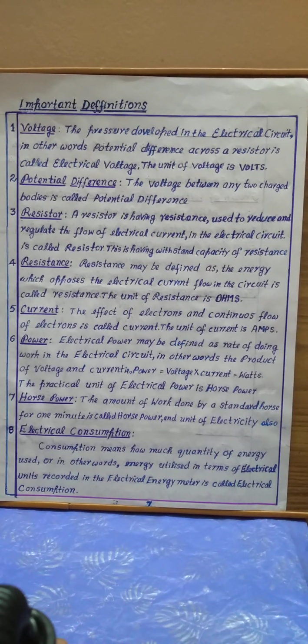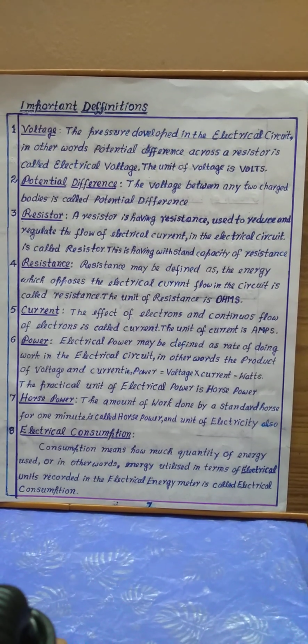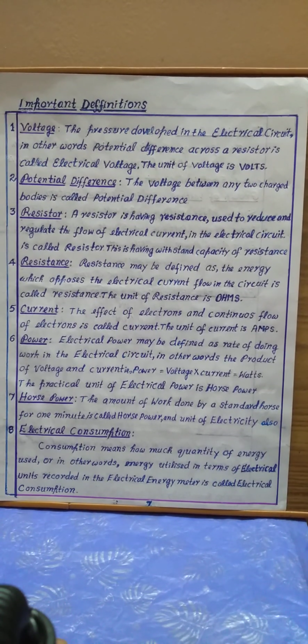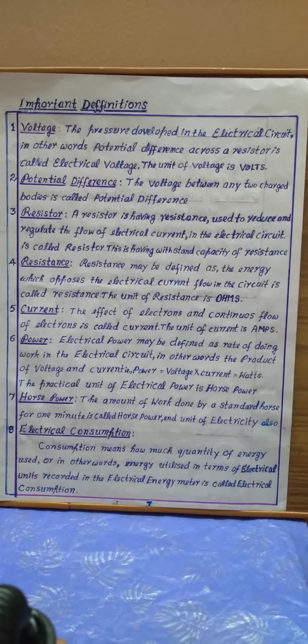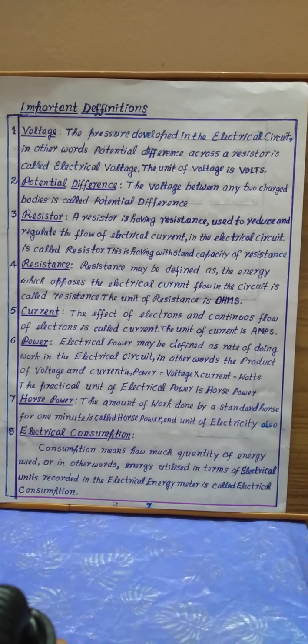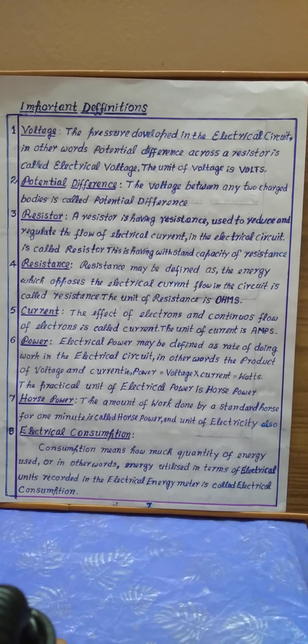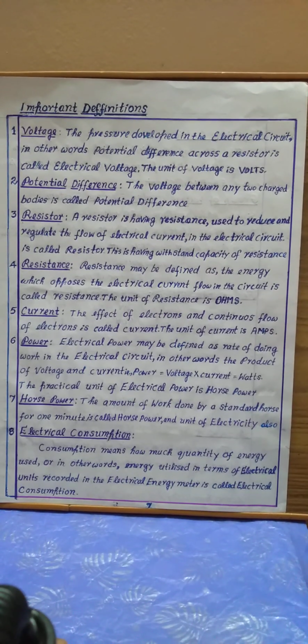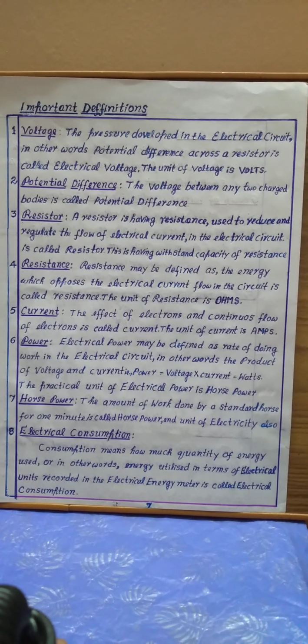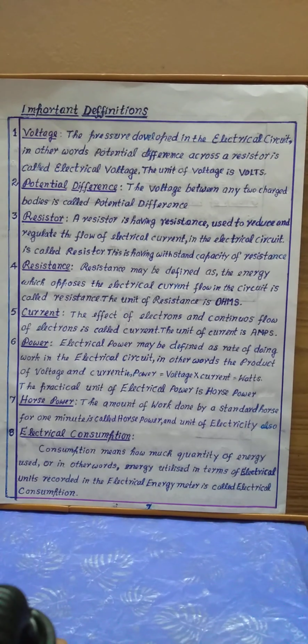Number 3 is resistors. A resistor is having resistance, used to reduce and regulate the flow of electrical current in the electrical circuit, is called a resistor, and this is having withstand capacity of resistance. Resistor means the capacity of withstanding resistance. That is called the resistor.